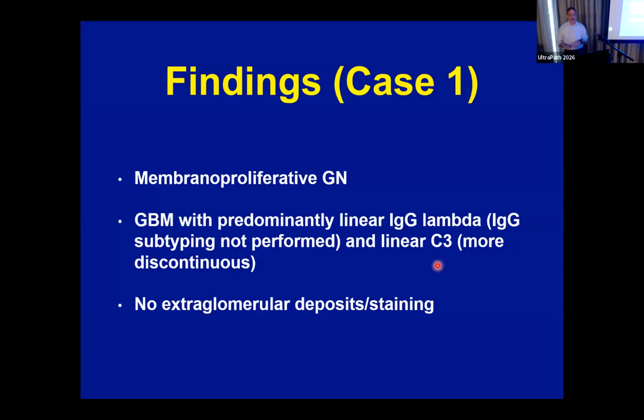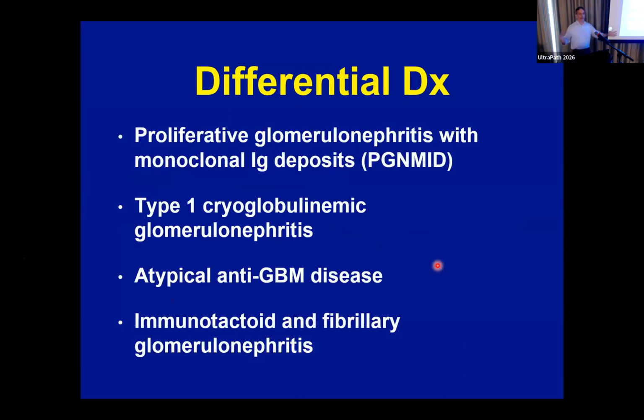Okay, so our findings: we have a membranoproliferative pattern. We've got glomerular basement membrane staining that's linear, although a bit discontinuous, with IgG lambda. We didn't do subtyping back then. And there was linear C3, but that was a bit more discontinuous. And there were no extraglomerular deposits or staining. So what's the differential diagnosis? Here are some of the things that we considered.